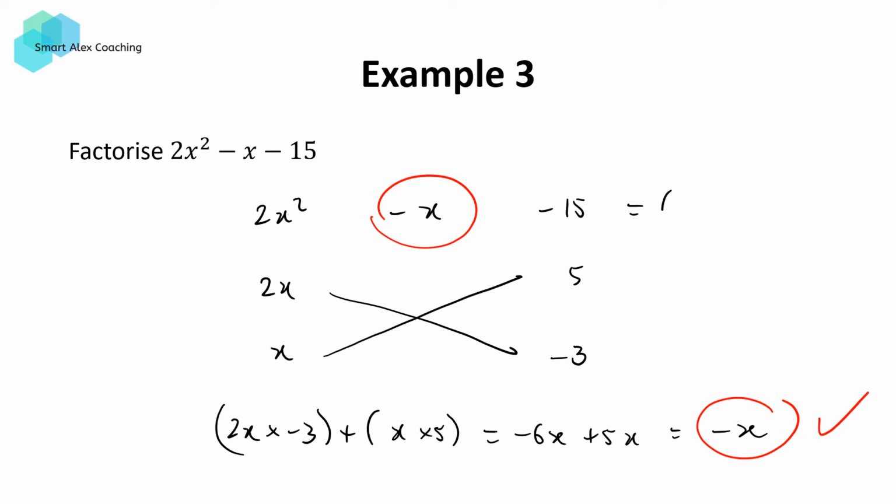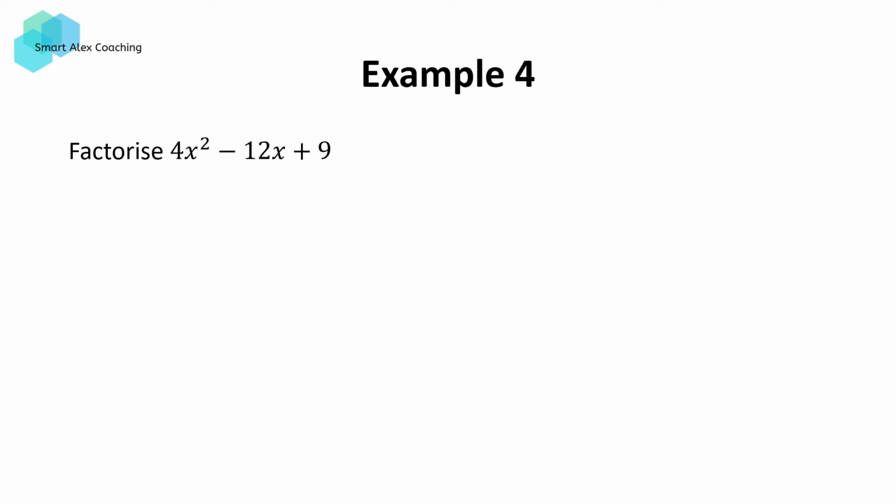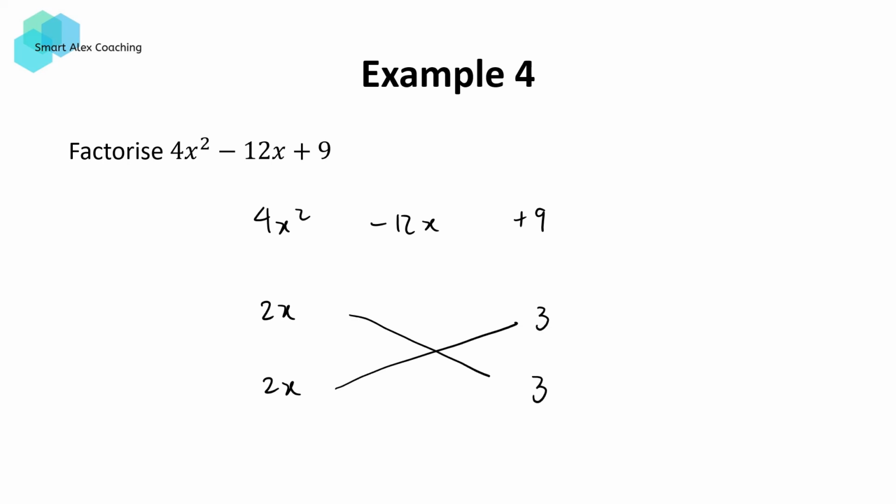Writing this up, our final answer for the factorization of this expression is 2x plus 5 times x minus 3. And on to our last example, 4x squared minus 12x plus 9. Writing this at the top, for 4x squared, I'm going to try 2x and 2x. Now for plus 9, I'm going to try a positive 3 and a positive 3. Cross multiplying them and adding them up, we get 2x times 3 plus 2x times 3. This is going to give us 6x plus 6x or positive 12x.